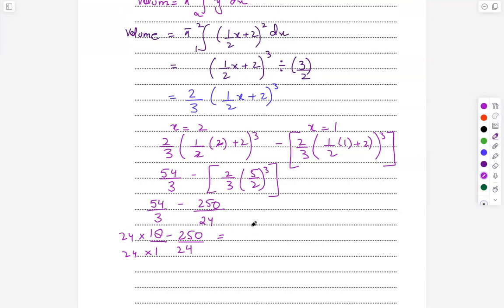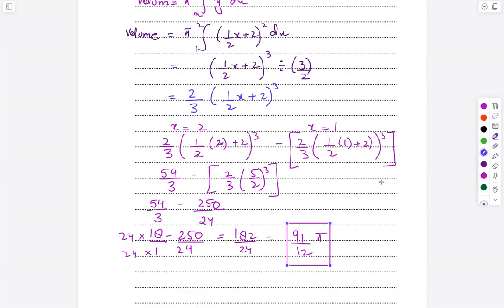So that will become 18 times 24 minus 250. So that is 432. 432 minus 250 equals 182 upon 24. And if we substitute 182 upon 24 in the calculator, that will become 91 over 12. So we can add pi to this answer now. This is 91 upon 12 pi, which is the volume under the line.